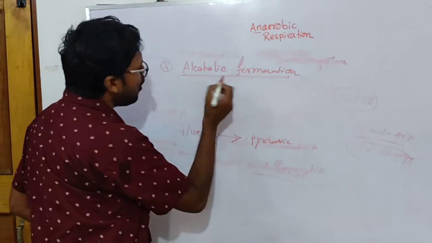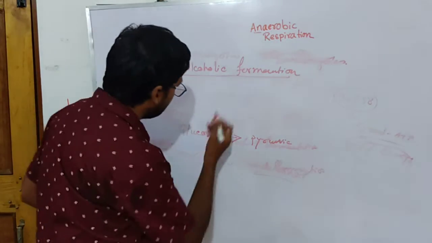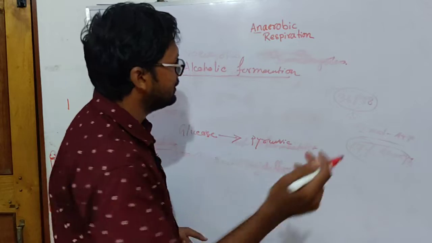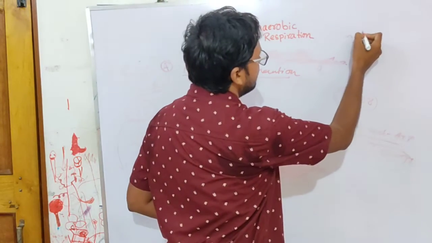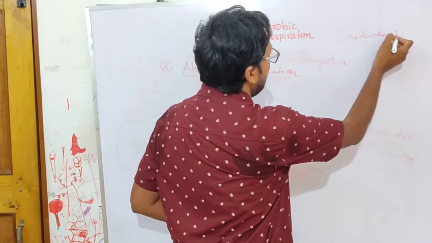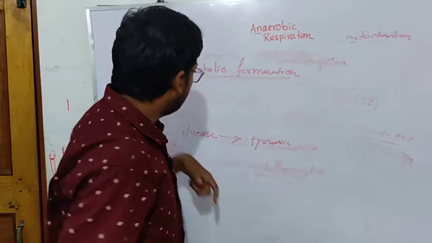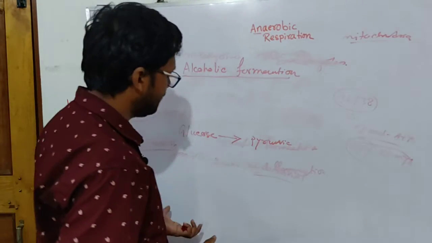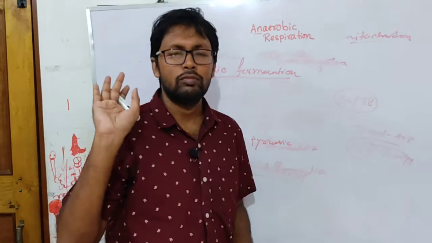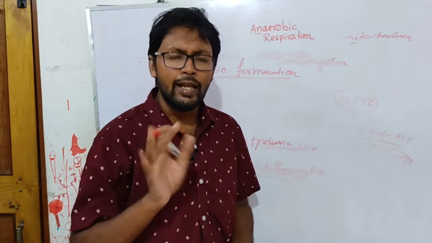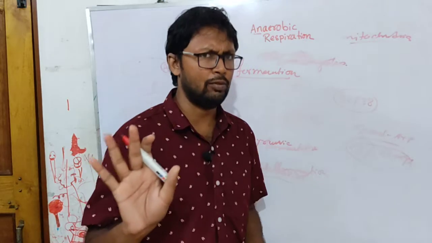That is, in case of aerobic respiration, we know that the mitochondria was the key factor. Mitochondria is a membrane bound cellular organelle. But in this case, fermentation, no cellular organelles, not any organelle, only cytoplasm.